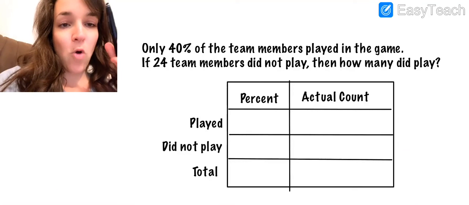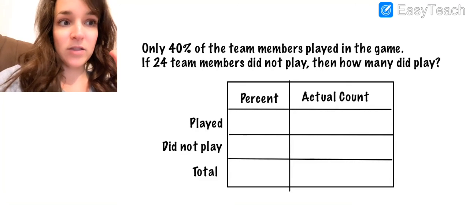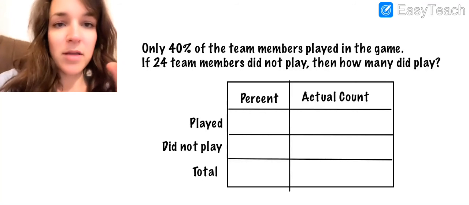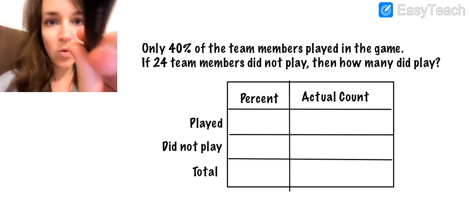Okay, only 40% of the team members played in the game. If 24 team members did not play, then how many did play? Okay, so now we're starting to see kind of the did not play, did play information come in. So let's pay attention real quick to what we know and what we need to know.